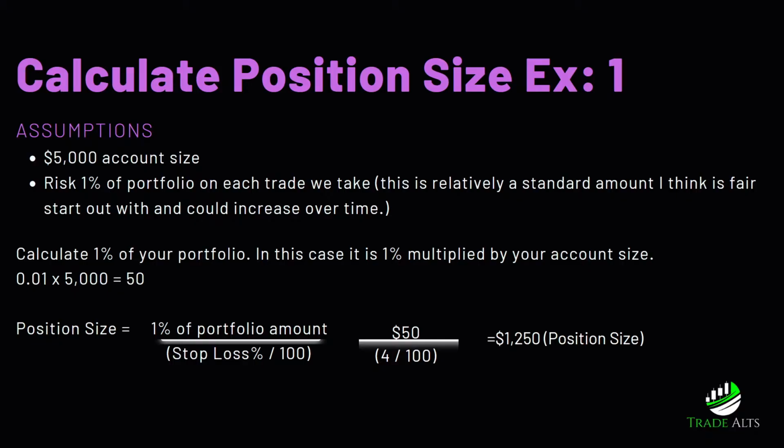Obviously, that's going to be different for every single person watching this because it's literally going to be whatever your account size is. But for this example, we're going to use 5,000. The second assumption we're going to make is that we are going to risk 1% of our portfolio, so the entire account size, on each trade that we take. This is a relatively standard amount. That's what I put here. I think it's pretty fair to start out with 1%.